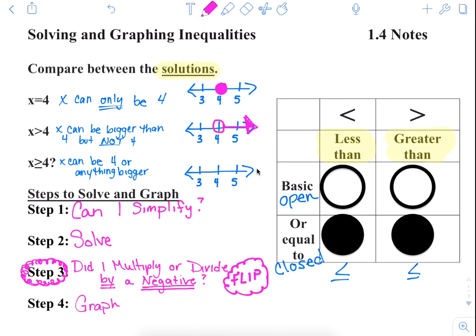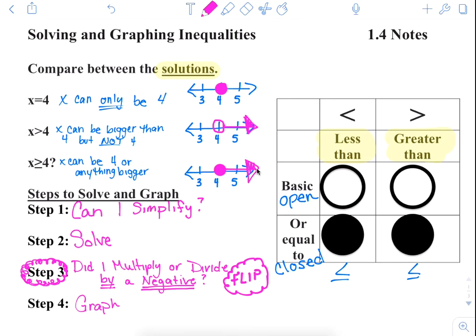The last and final one is x is greater than or equal to 4. That's this guy. The only difference is now I'm saying it could be 4 or it could be anything bigger. So we're going to go back to putting that as a closed circle, and we're still saying it could be greater than, so we're going to be coloring it in to the right.